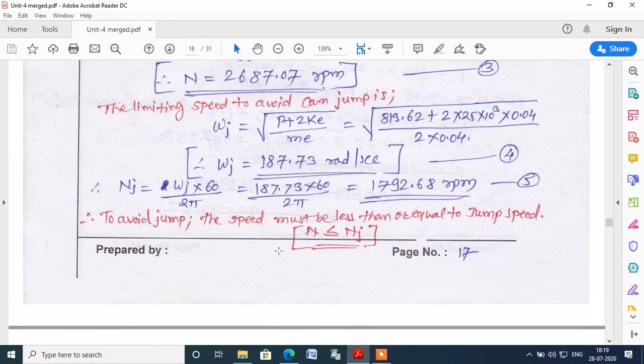So jump speed we have calculated and this speed also we have calculated. So n should be less than or equal to this, then and only then jump is avoided.